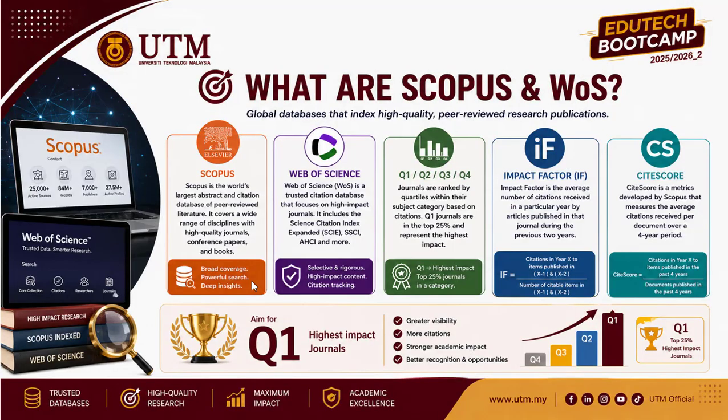Here, what are Scopus and Web of Science? I'm moving quickly, as we are all quite familiar that these are high-quality indexed, peer-reviewed global research publication databases. They have quartiles, a ranking of the journals, which come as Q1. Everybody wishes to publish in Q1 journals. Some are in Q2 categories. Journals are ranked by quartiles within their subcategories based on their citations, so we think Q1 is the highest impact.